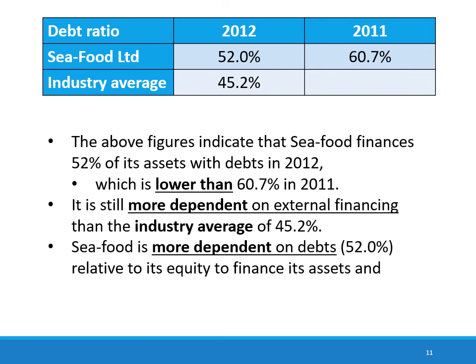Seafood is more dependent on debts, 52.0%, relative to its equity to finance its assets, and has higher risk of insolvency. Basically, of its total assets, 52% is financed by debts, and the remaining 48% is financed by its own equity. So it has a higher percentage of assets financed by debts. As a result, there's a higher risk of insolvency.